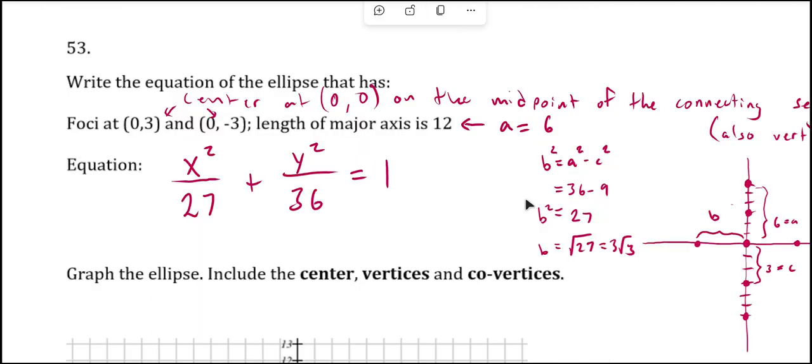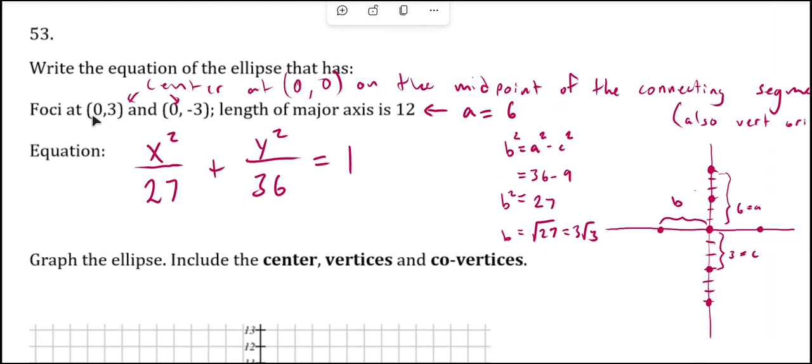Question 53 is also about an ellipse. It gives us the 2 foci, and it tells us the length of the major axis. The value of a, the distance from the center to a vertex, is sort of like the radius if this is the diameter. It's like the biggest radius. And so this is going to be half of 12, or 6.